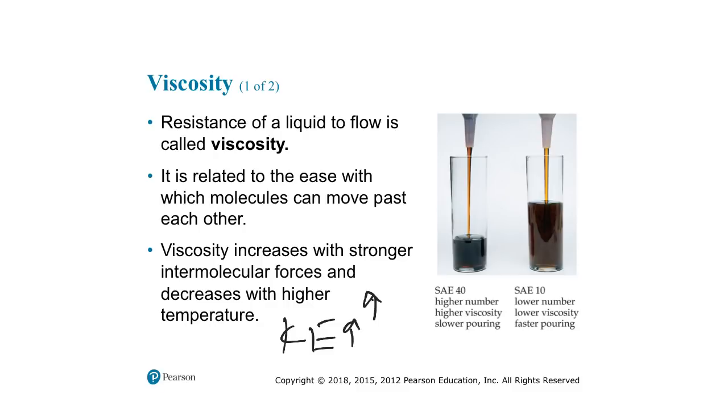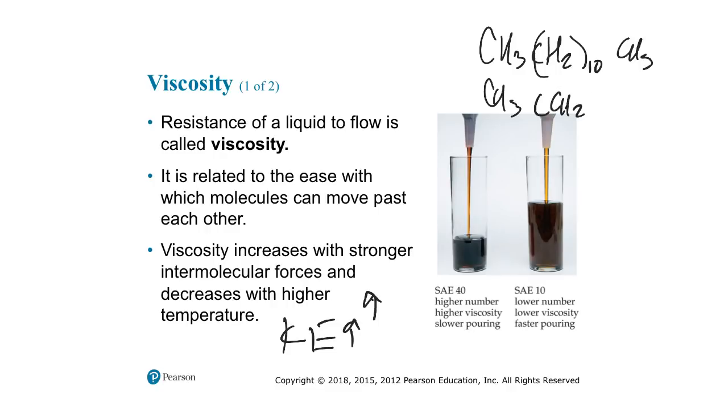So most of our oils are made up of hydrocarbons. So if you have, like, a CH3, CH2 ten times, CH3 has one viscosity, compare that with CH3, CH2 twenty times, CH3, the viscosity here will be much higher due to the longer chain. So if you lengthen the chain of your hydrocarbon, you'll have a thicker, harder to flow liquid as a result.